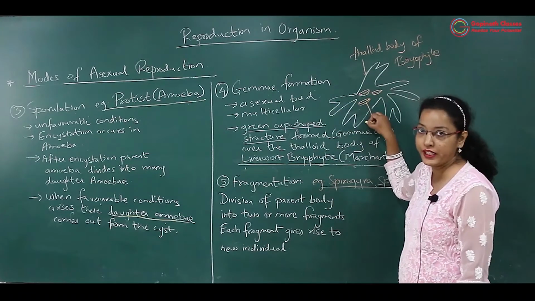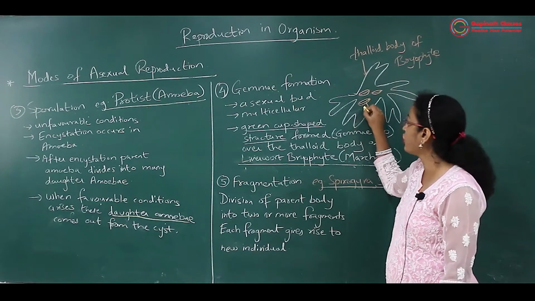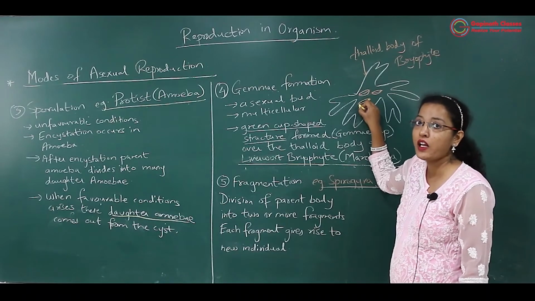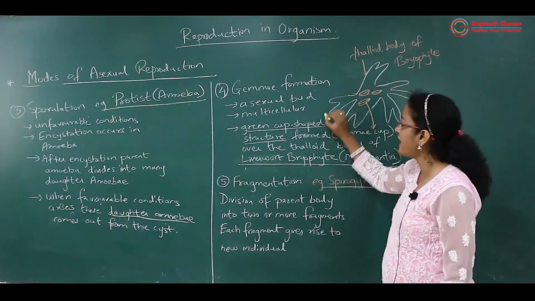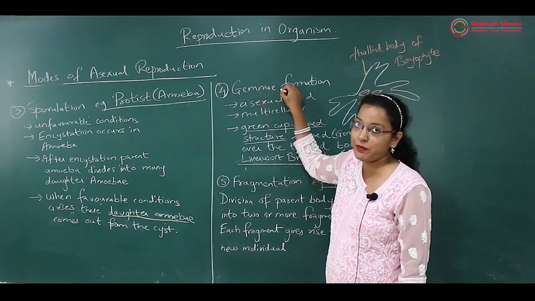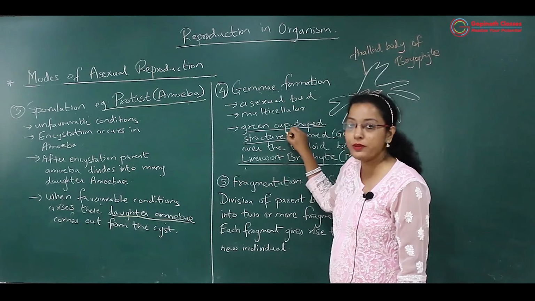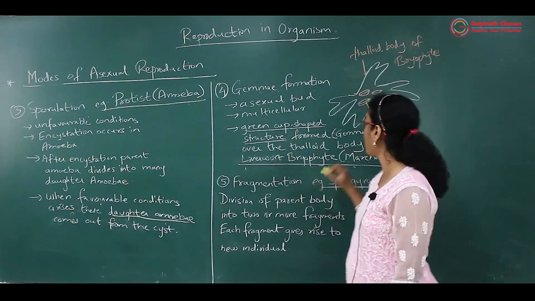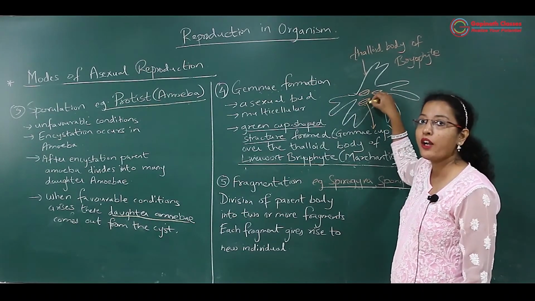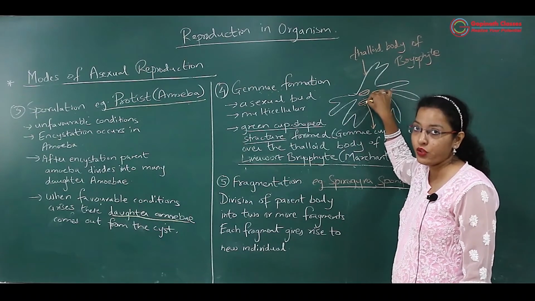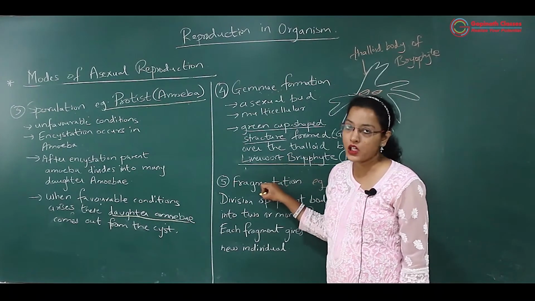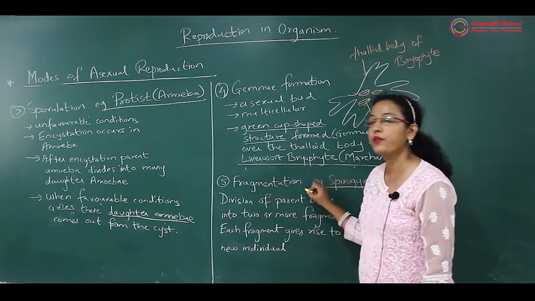So, this is the thalloid body, and over this thalloid body asexual multicellular green colored buds are formed, and these buds are green in color and cup shaped. As they are green cup shaped structures, this method is also known as gamete formation, as these cup shaped structures are known as gemma cups. So, many such green colored asexual buds which are multicellular are formed over the thalloid body of bryophytes such as liverwort, Marchantia.